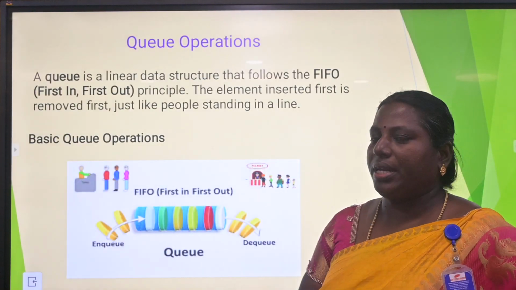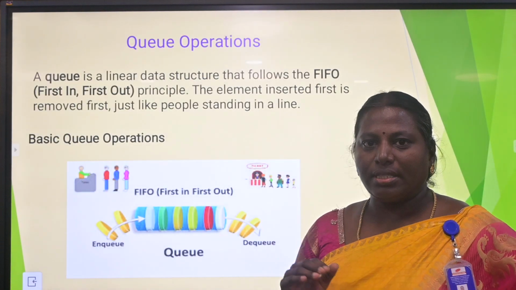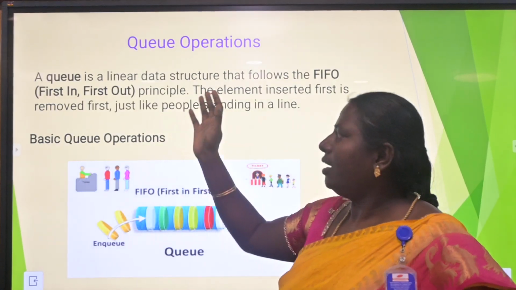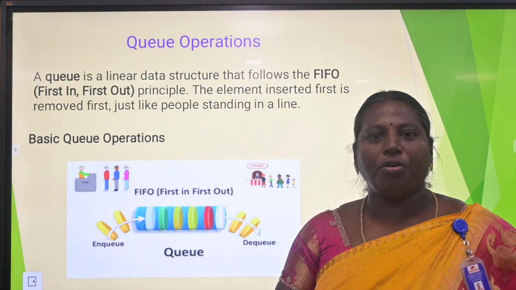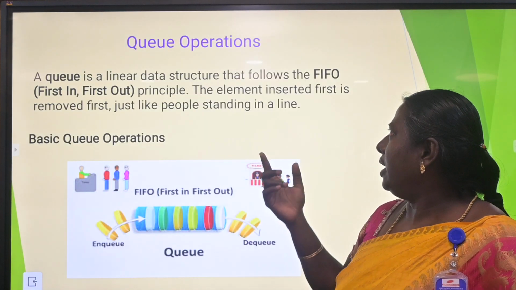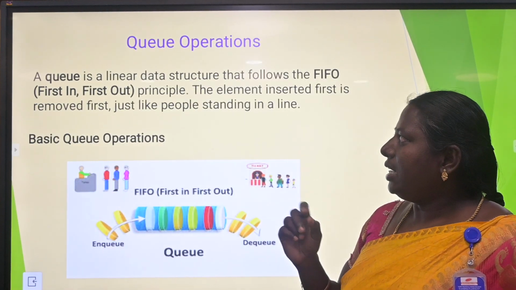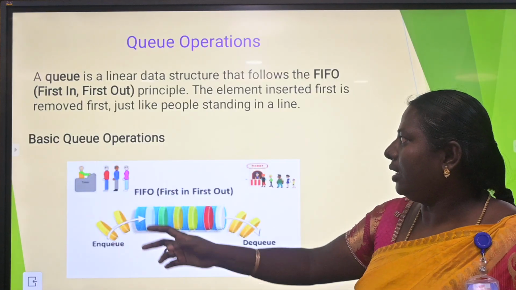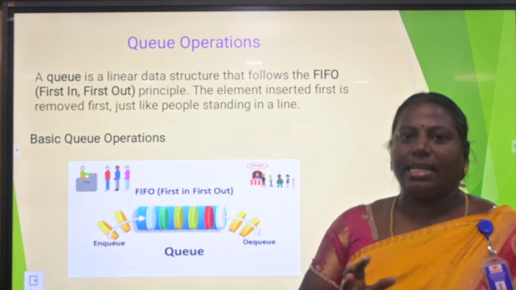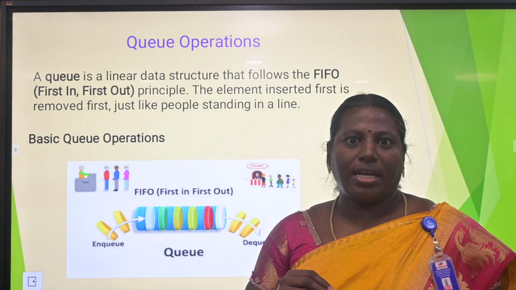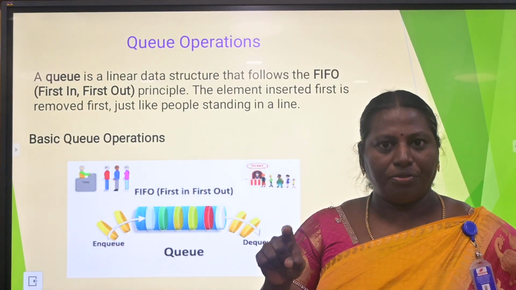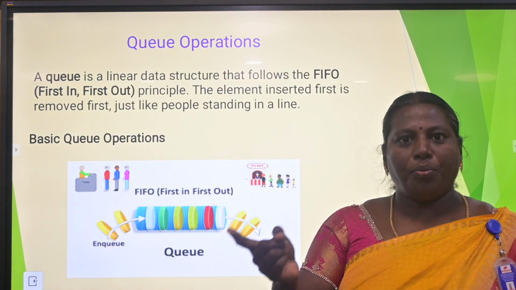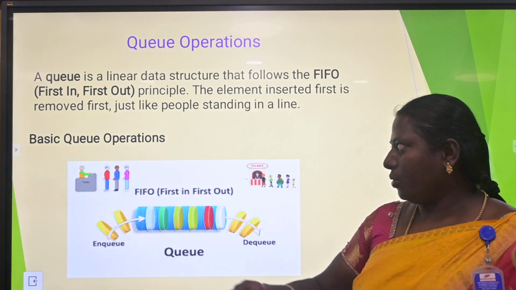Next one, queue operations. A queue is a linear data structure. It follows the FIFO principle. FIFO means first in, first out. The element inserted first is removed first. For example, just like people standing in a line. Now consider people standing in a line: whoever is standing first goes out first.